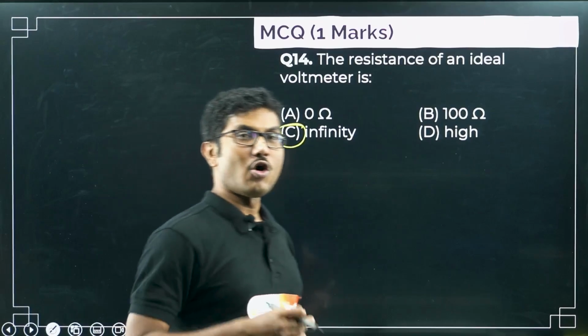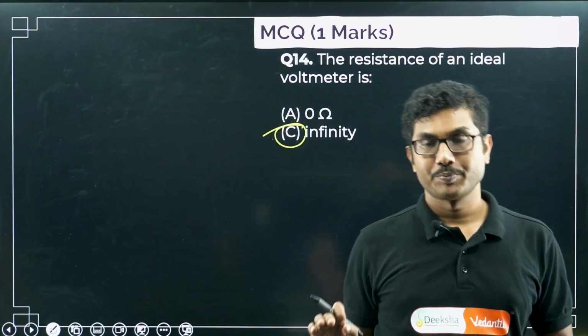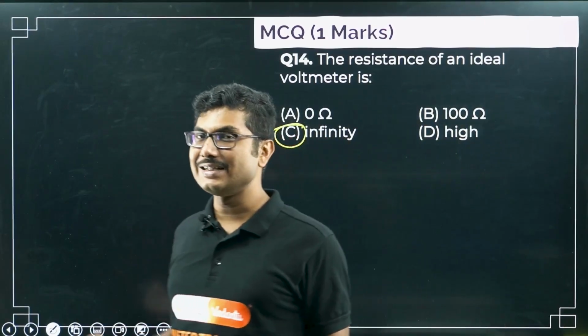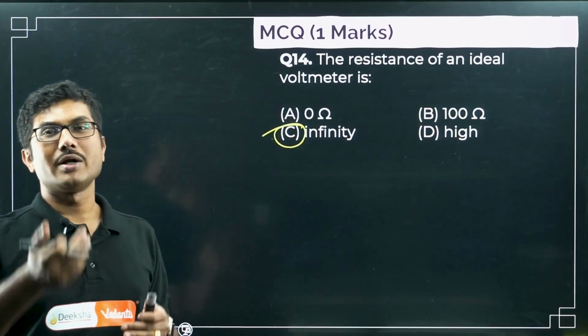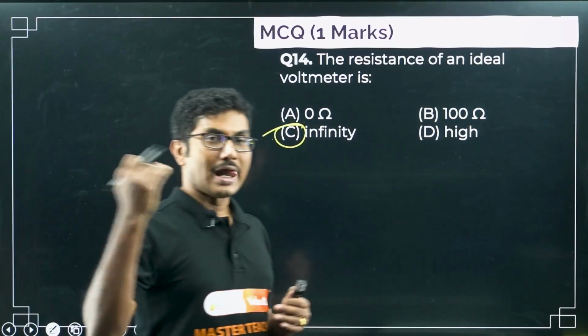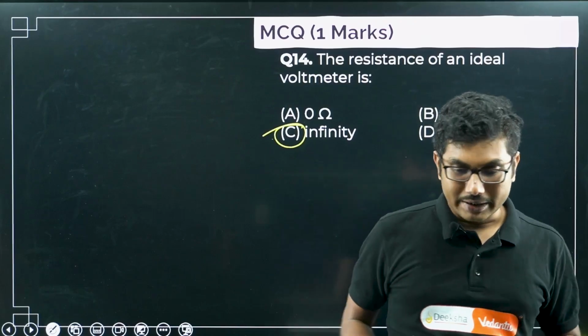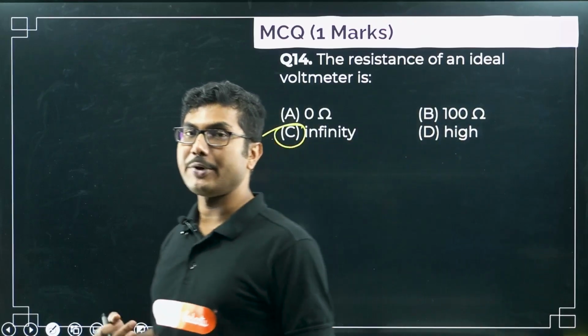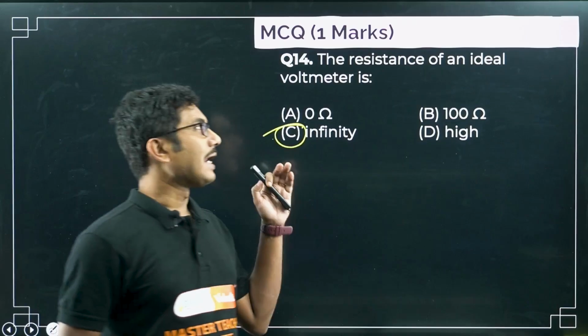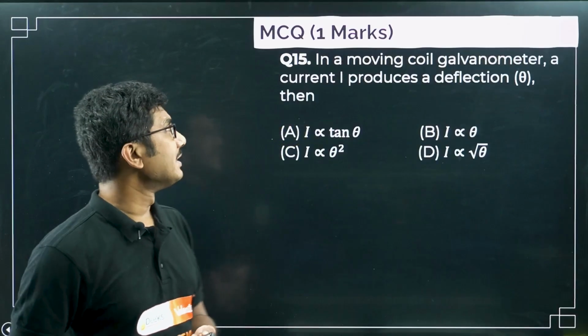Ideal resistance of an ammeter will be 0. Okay, an ammeter is connected in series, so definitely it also does not want to have any voltage drop across its ends, so that it does not affect the working of the circuit. So an ideal ammeter will have 0 resistance, an ideal voltmeter will have infinite resistance.